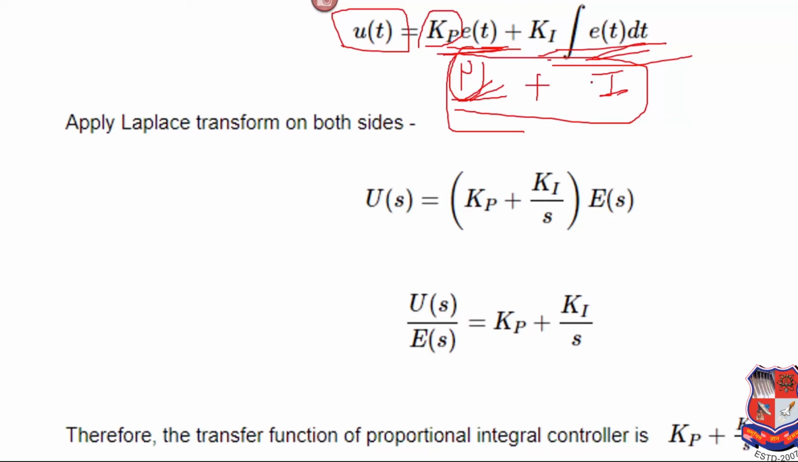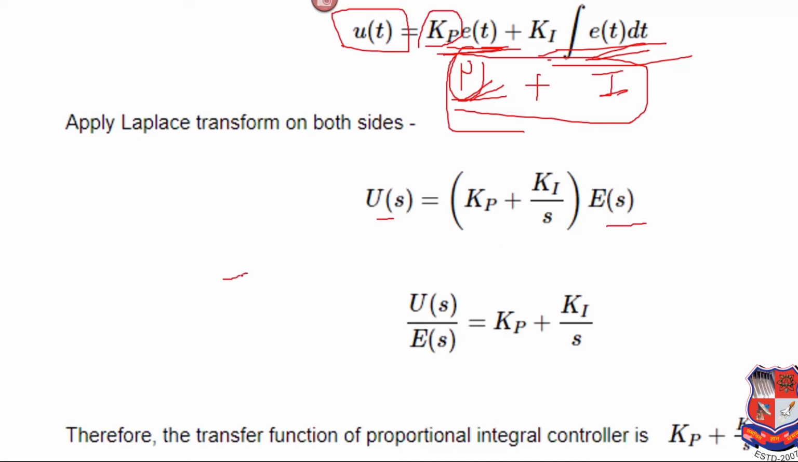Now this is in the form of time domain, so we can convert it into the frequency domain. We take the Laplace transform on both sides. u(t) becomes U(s), and Kp e(t) becomes Kp E(s), and Ki integral of e(t) dt becomes Ki times 1 upon s. e(t) is converted into E(s), so E(s) becomes common. We can write Kp plus Ki by s, times E(s).